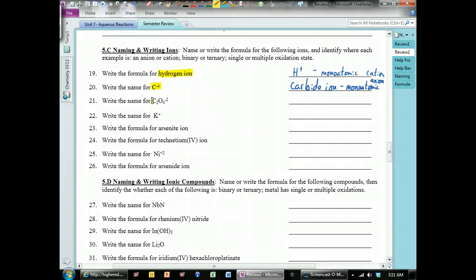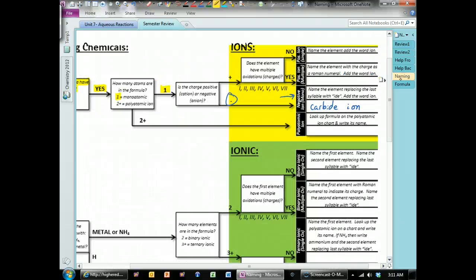So, C2O4 with a -2 charge. This time we're not dealing with a monoatomic ion, we're dealing with a polyatomic ion. When we go to name this one, we end up in a different spot on the flow chart. We go to where there are 2 atoms, so we use this box for naming polyatomic ions. We look up the formula on a polyatomic ion chart and write its name.